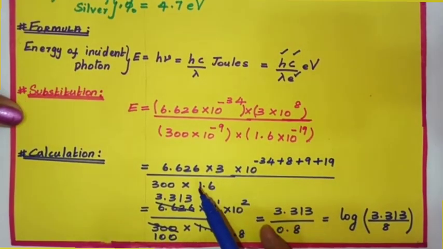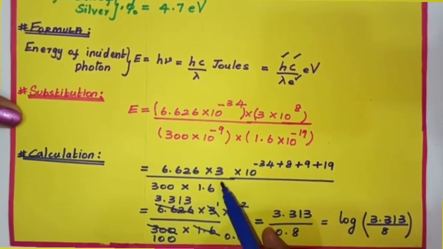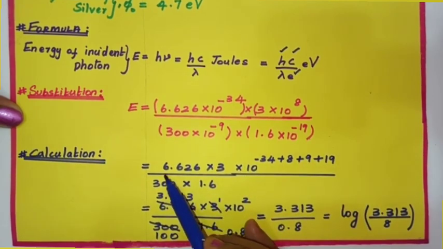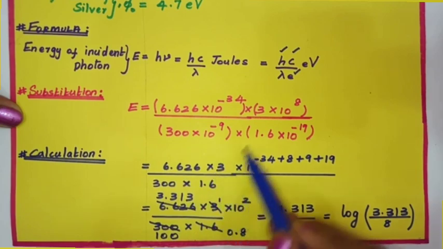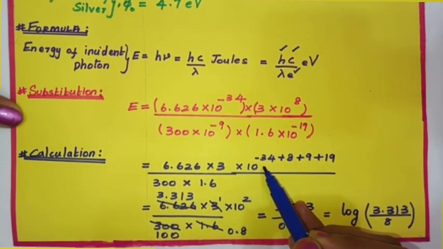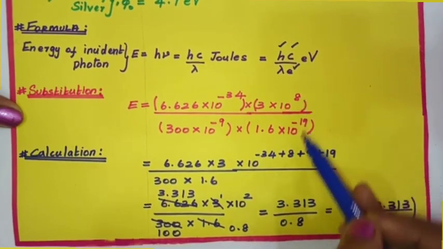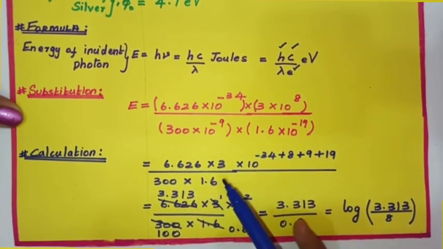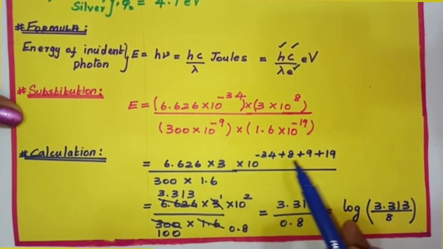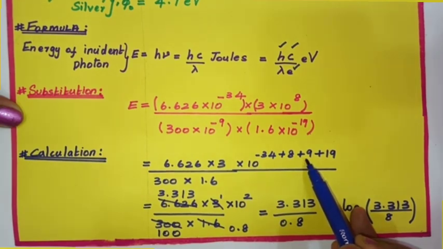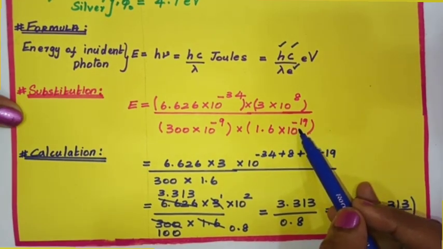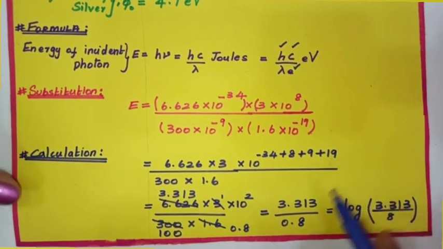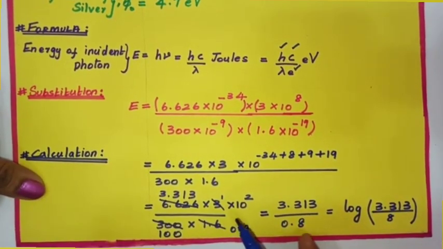For calculation, first I group the numbers on one side and write the exponent values separately. Here you write 6.626 into 3, then into 10 power minus 34 plus 8, divided by 300 into 1.6. And this 10 power minus 9 is written as plus 9 on the numerator. And the 10 power minus 19 on the denominator is written as plus 19 on the numerator. Now I do simple cancellations.